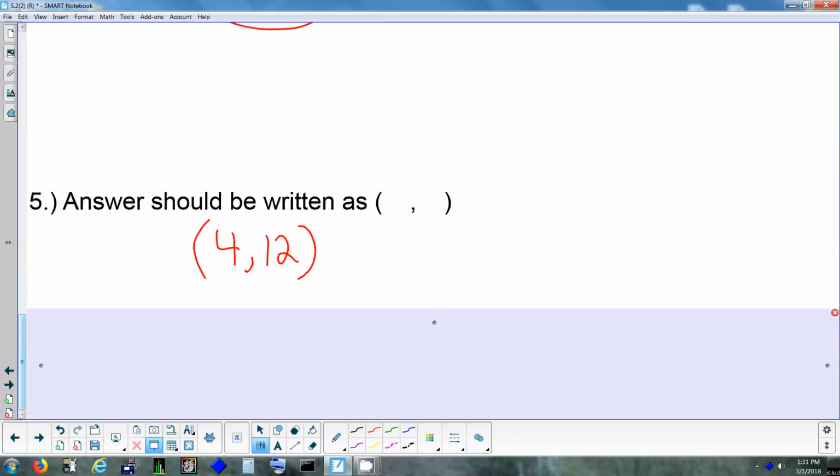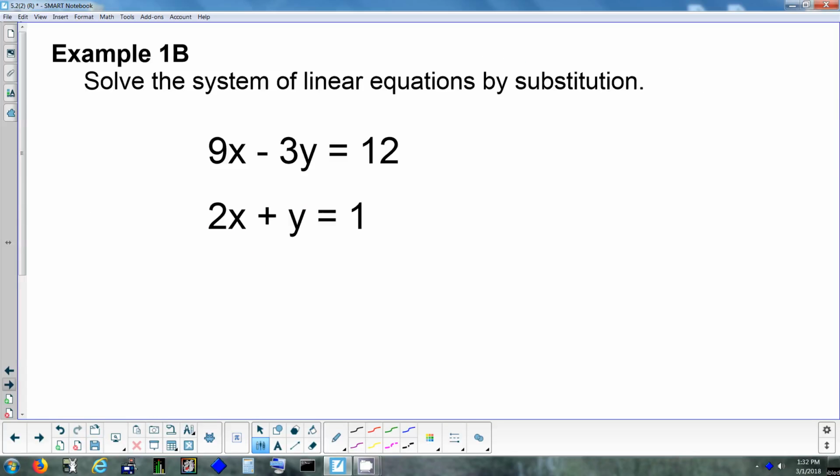So like I said, guys, in this particular example, for that 4th step, when we have to plug back in, we didn't have to do it for this one because Y was already solved. But in the next one, that won't happen. All right? Everybody good? Okay. Let's look at example 1B.